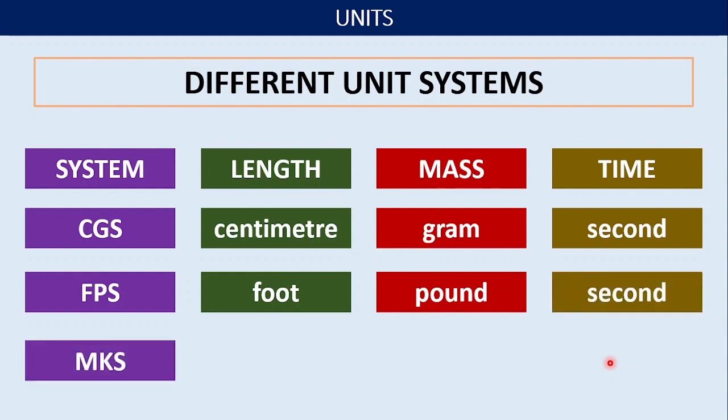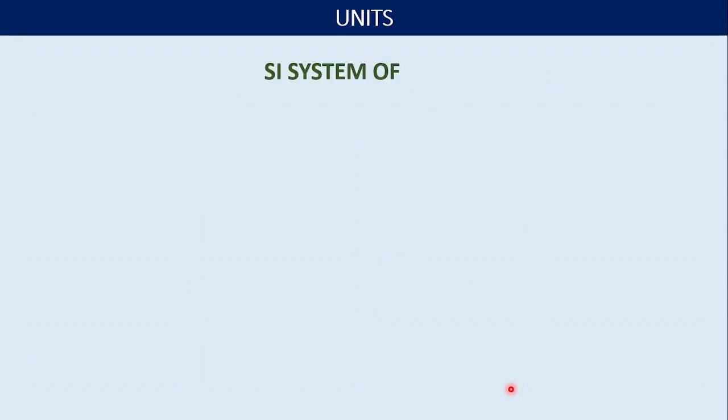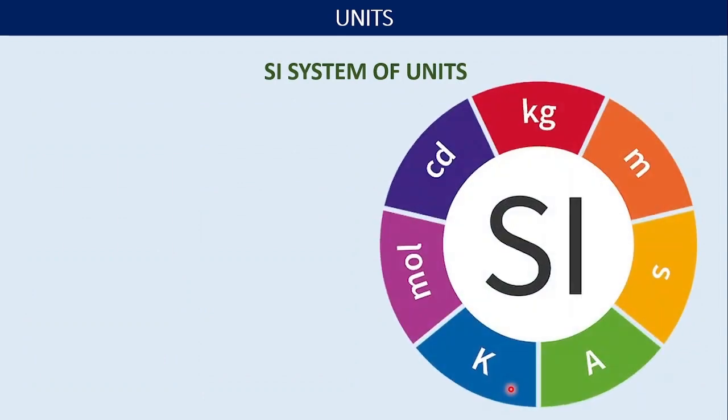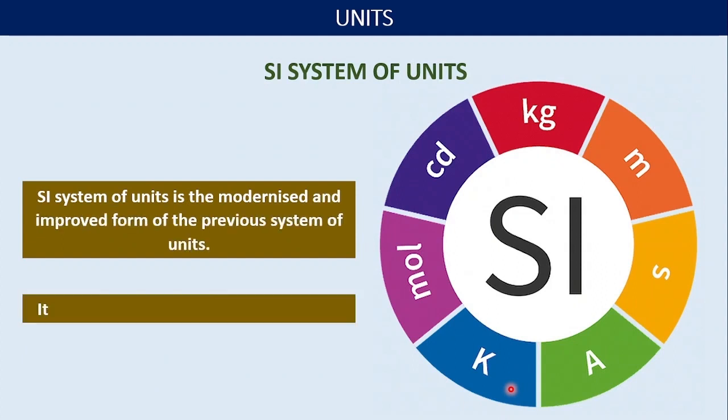And here the third system, MKS system, in which the length is measured in meter, the mass in kilogram, and the time in second. Good. These 3 systems in different parts of the world confused the scientists. So all the scientists got together and finalized one single system of units, that's called the SI system of units. Right. The SI system of units is the modernized and improved form of the previous systems of units. It is accepted in almost all the countries.